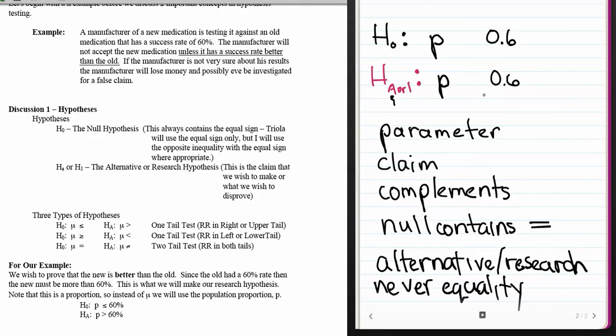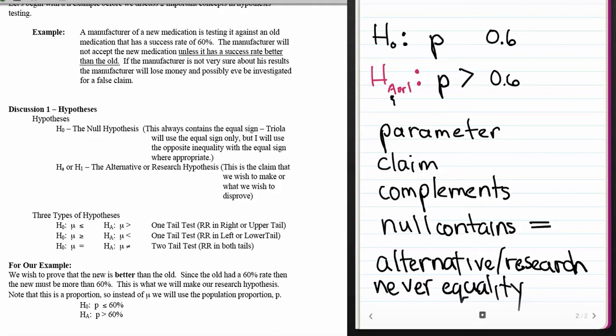Now the claim that we make is that they won't accept the new medication unless it's better than the old. So we want an inequality that goes in here that tells us better. So that's our research claim, right? That we want it better than 60%. Well, better means greater than.